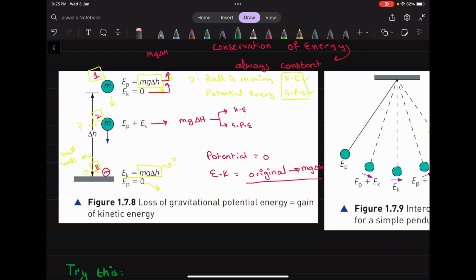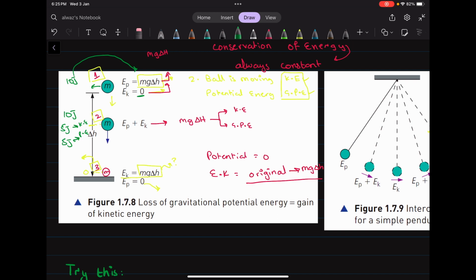Now if you want me to put it in perspective, just think of the ball having energy of 10 joules. So in position 1, all the 10 joules is in the form of gravitational potential energy, as the kinetic energy is 0. In the second one, the 10 joules is split up. Maybe 5 joules is in kinetic energy and maybe 5 joules is in potential energy.